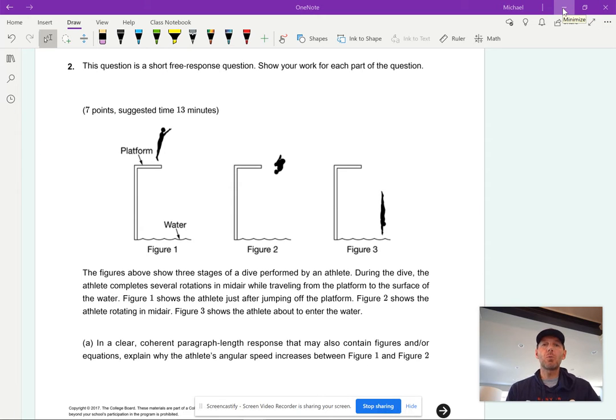Hey everybody, I just wanted to go over some strategies on how to solve FRQs and how to get started on them and how to scrap for some points.